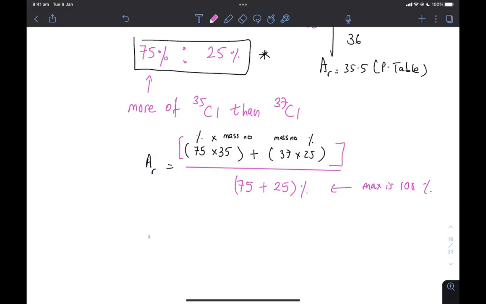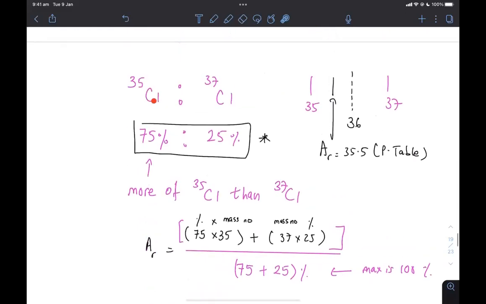If you press your calculator now, you should have a calculator when you do this topic. If you don't, then get one. And you can get 3550 because I use a bracket. I am very careful with the use of brackets because that is simple mathematics. Then press the calculator, divided by 100, I get 35.5. This is what is shown in your periodic table.